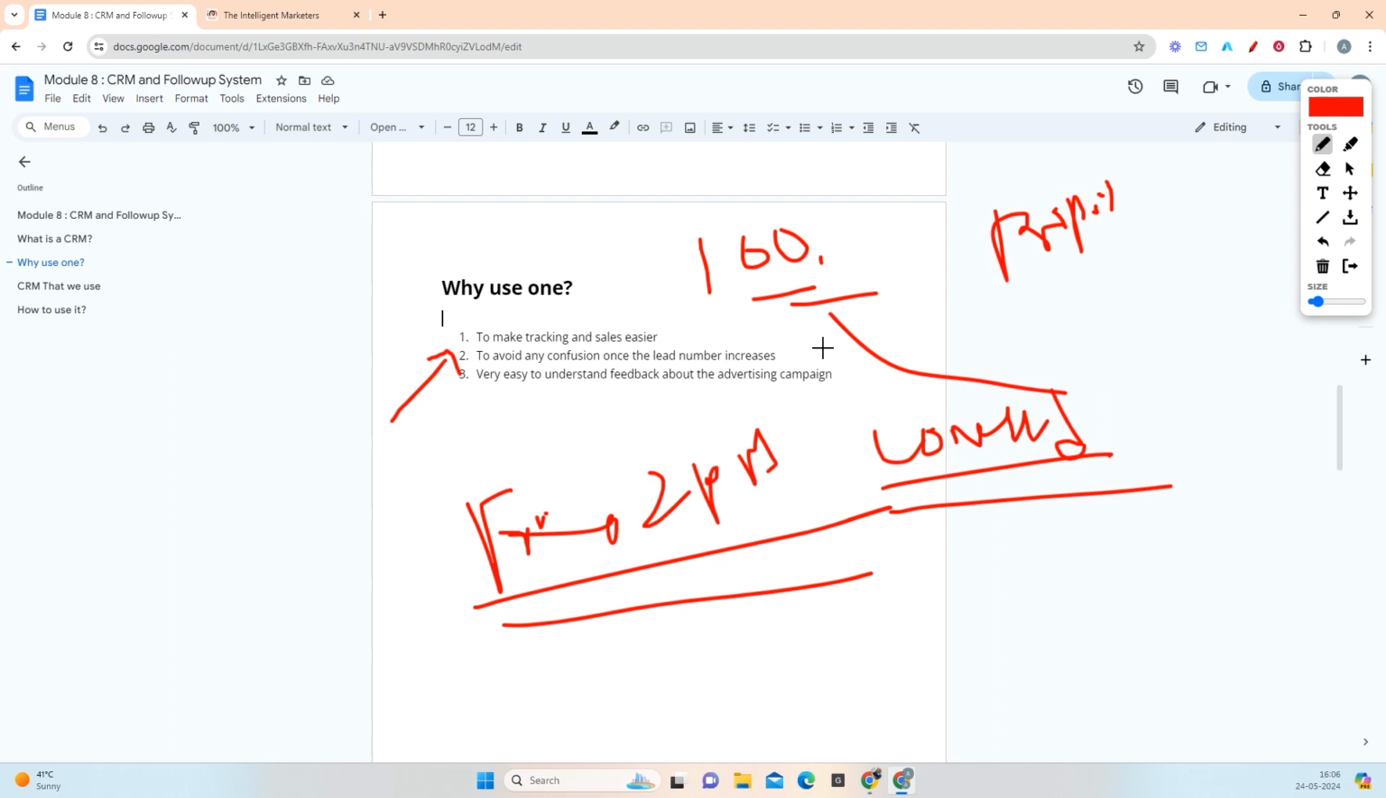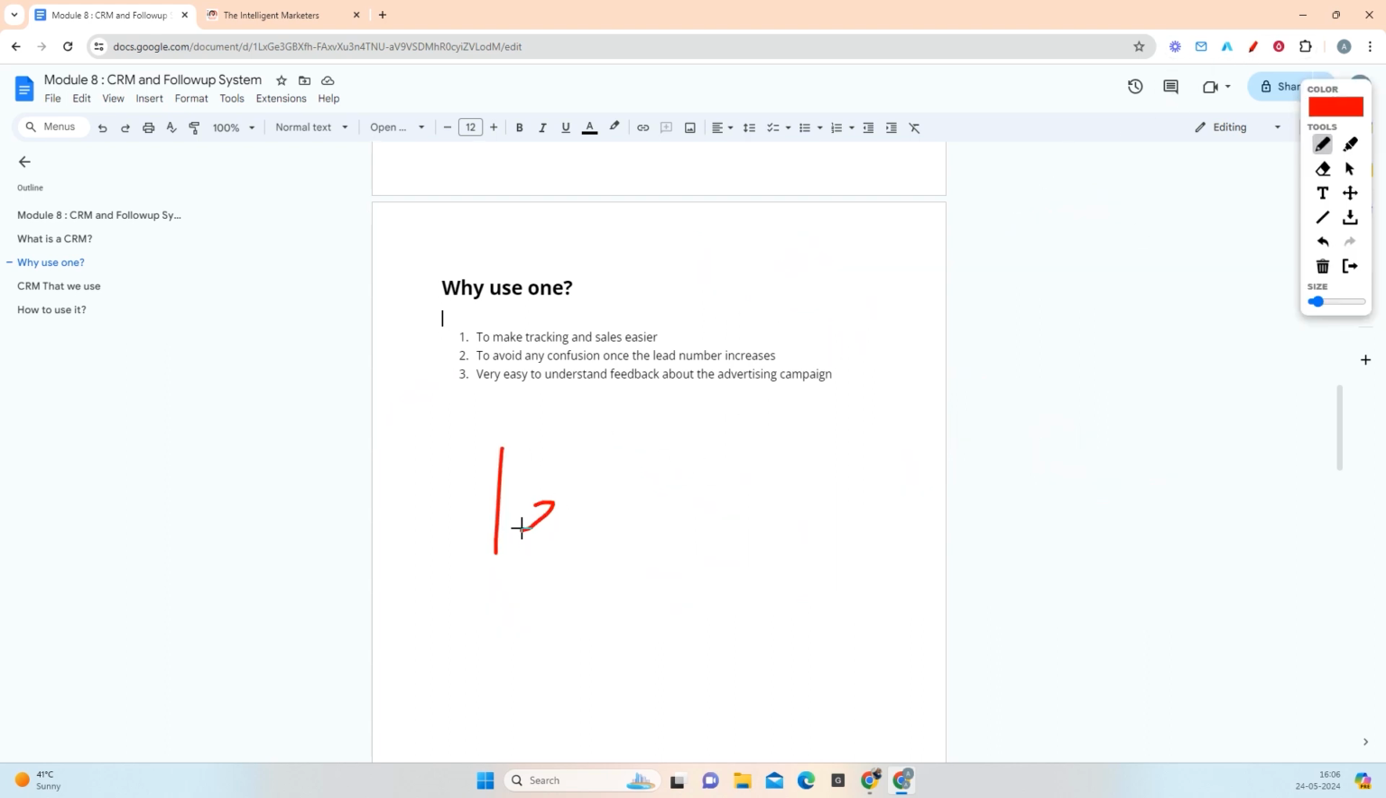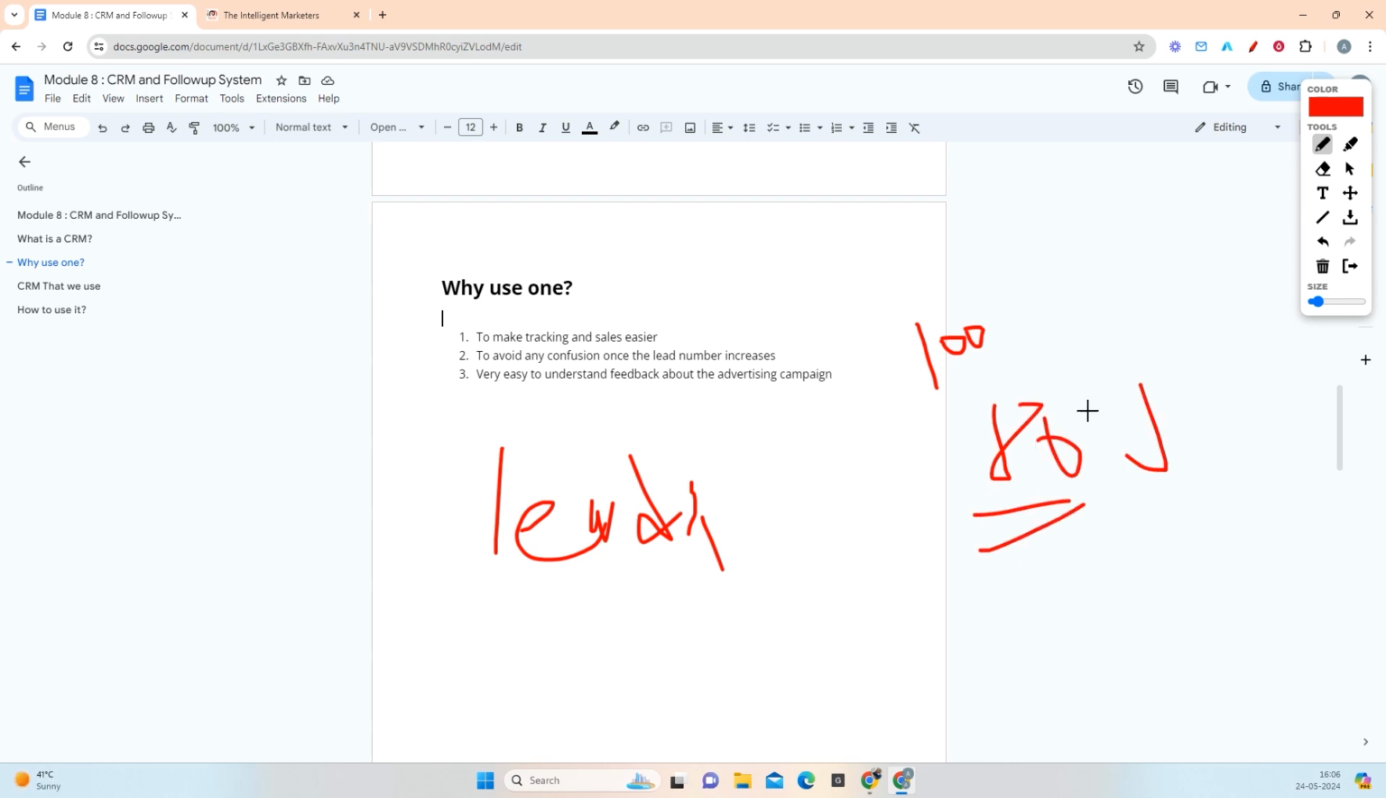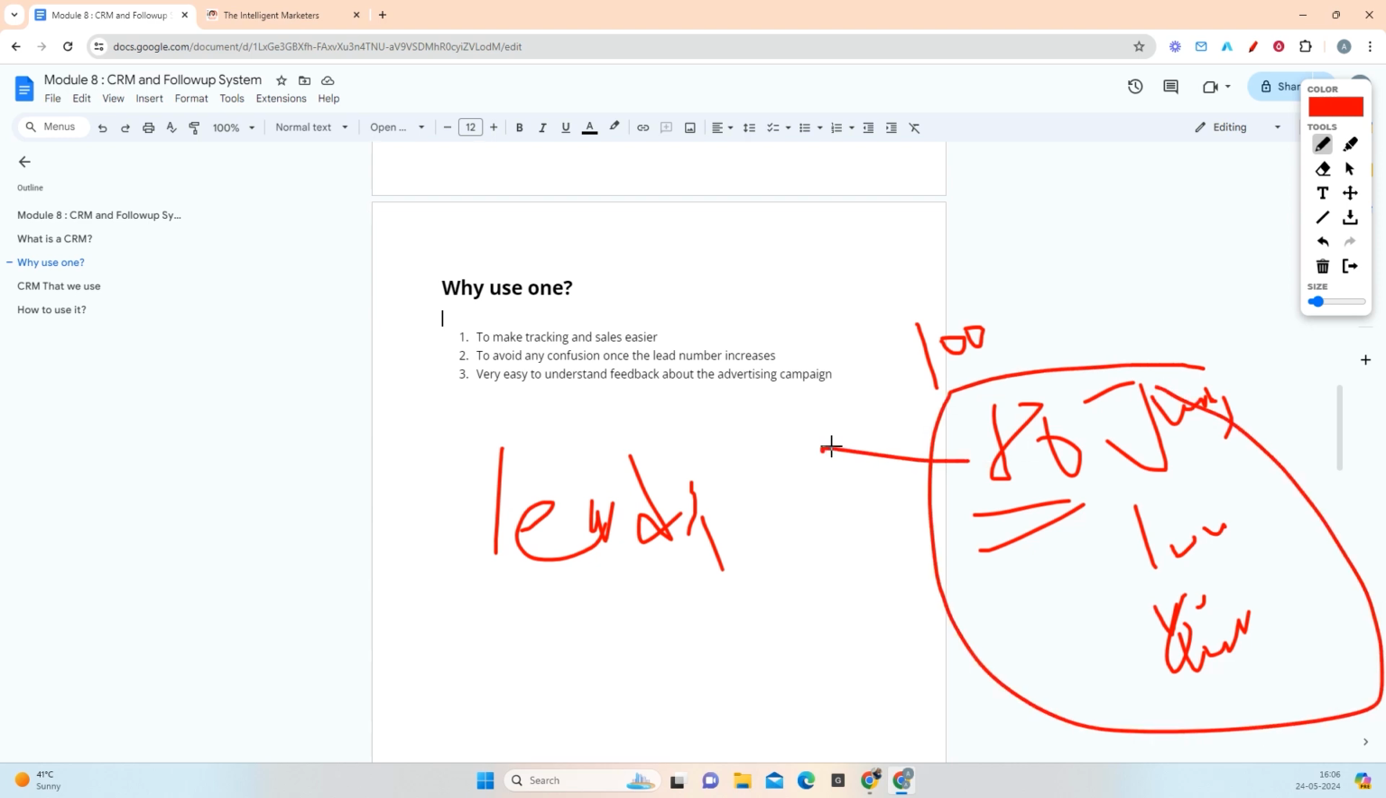The last thing is, once we have the CRM, it is very easy to understand the feedback about the advertising campaign. Let's say you generated leads for your campaign, and out of 100 leads, 80 are junk leads, or low quality leads, or not verified, or not qualified. In that case, you can clearly tell the advertising system that whatever you are doing in the front end is creating bad results in the back end. This way, with clear feedback, it becomes easier to rectify the advertising system as well.